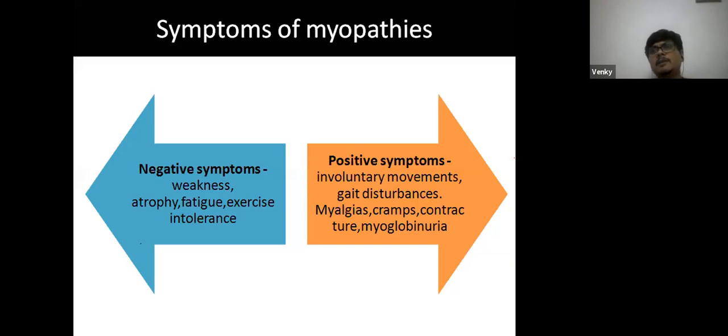I am having gait disturbance. While walking, my walk looks like a duck. So many persons are saying that I walk like a duck. And the patient will say, sir, I am having severe myalgic episodes, cramps, contracture, and my urine color is high colored, sir. It's not a normal urine. So if the patient says this, that is the positive symptom.